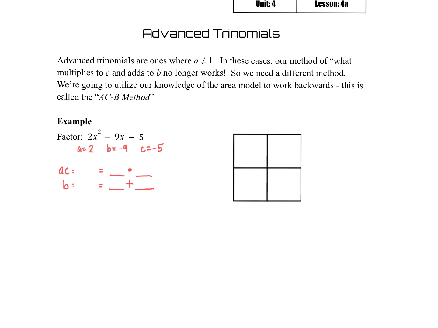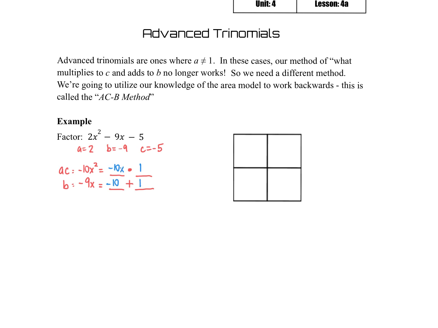Okay. So AC literally means A times C. So that's going to be -5 times 2, which is -10. And I am going to put the x squared in there because it would be x squared times nothing. So I do put the x squared in there. And B is -9, and I do put the x. Okay, so now our job, just like in the previous lesson, is to find two numbers that multiply to -10x squared and add to -9x. So you guys probably know that that's going to be -10 and +1.